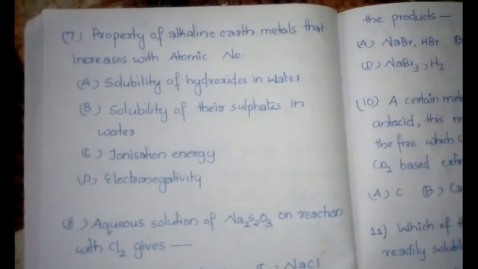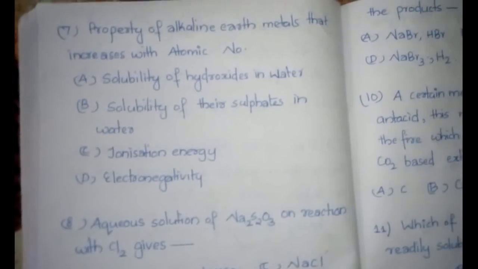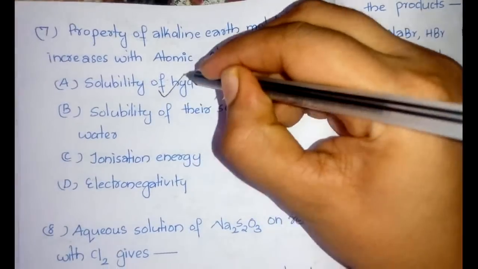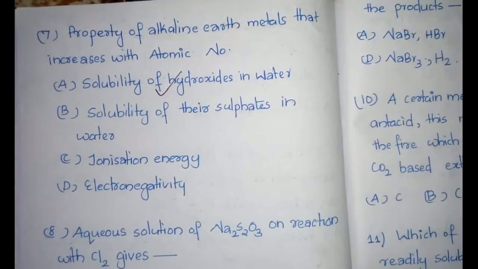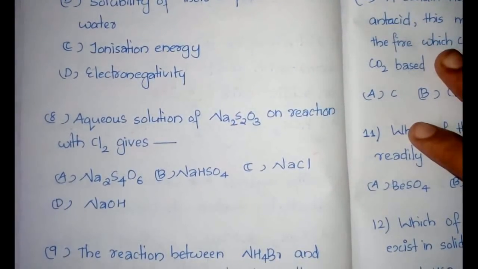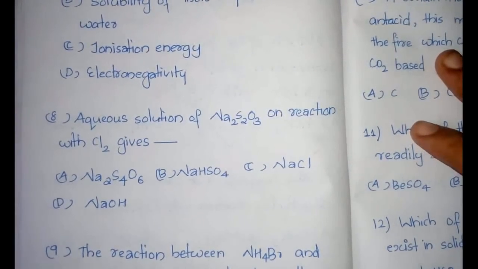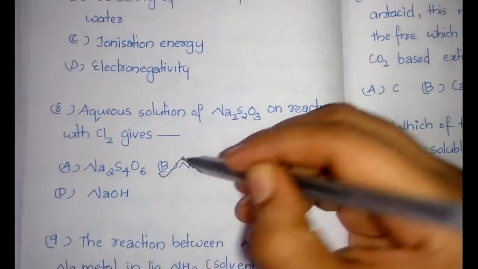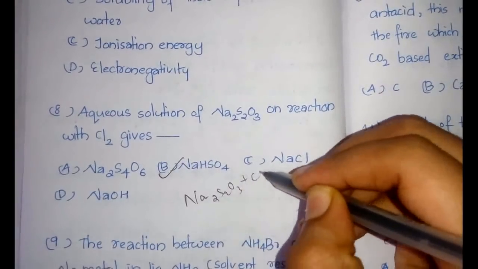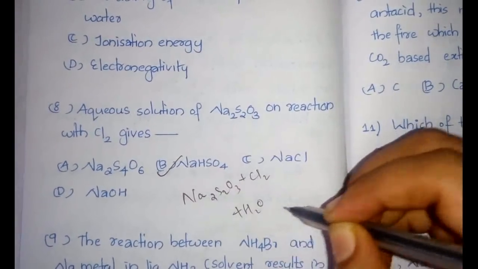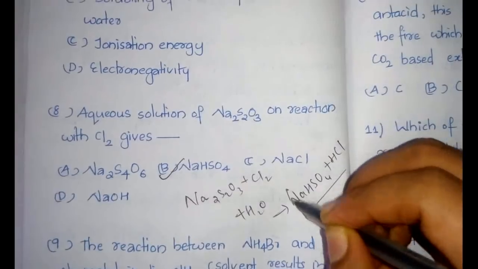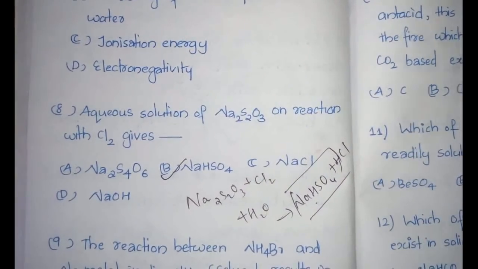The next question is about a property of alkaline earth metals. The answer is option A. That is, the solubility of hydroxide in water is a property that increases with increasing atomic number. The next question here is, the aqueous solution of Na2S2O3 on reaction with Cl2 gives. The answer is option B, NaHSO4, and the equation here is Na2S2O3 plus Cl2 plus H2O gives NaHSO4 plus HCl. This is not the balanced equation, but the materials formed are NaHSO4 and HCl.